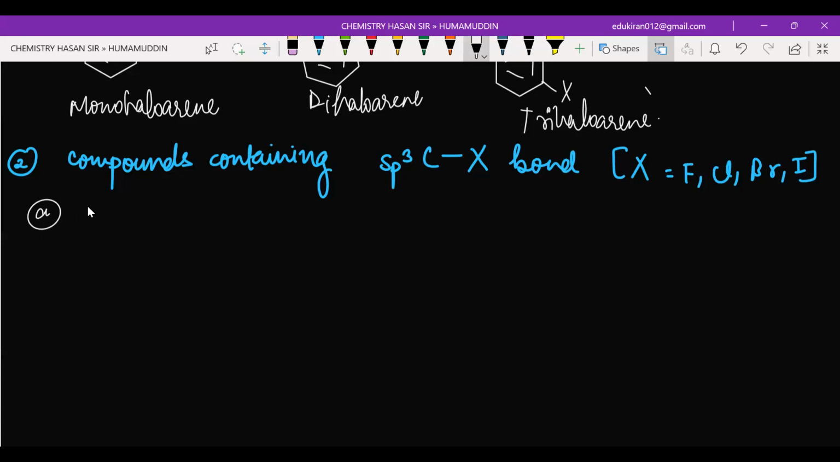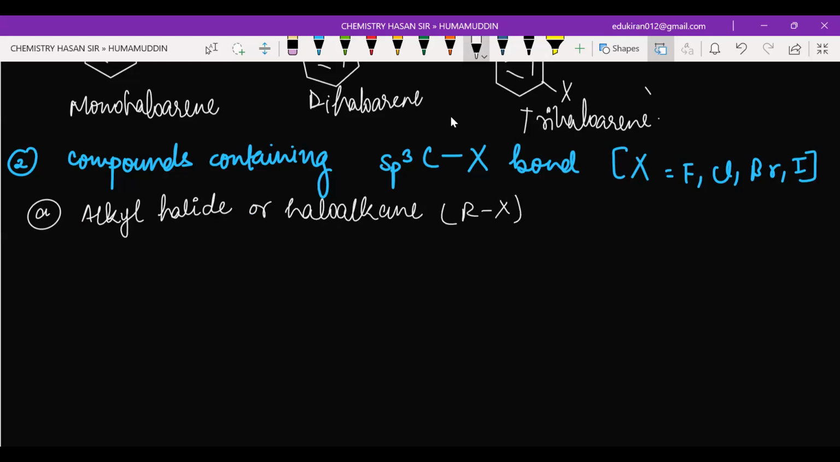The first one is alkyl halide, and the second one, basically alkyl halide, or we call it haloalkane. That means R-X. Basically, what does it mean? The carbon to which X is connected should be sp3 hybridized. That means the carbon to which X is connected should be singly bonded. All the bonds should be single.